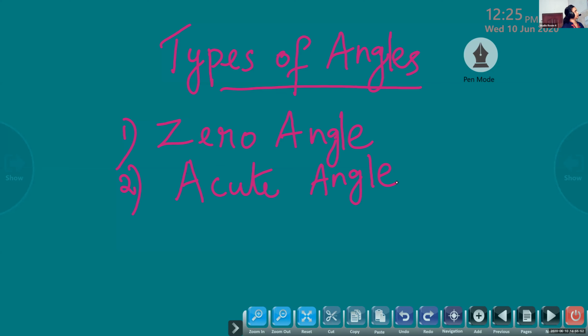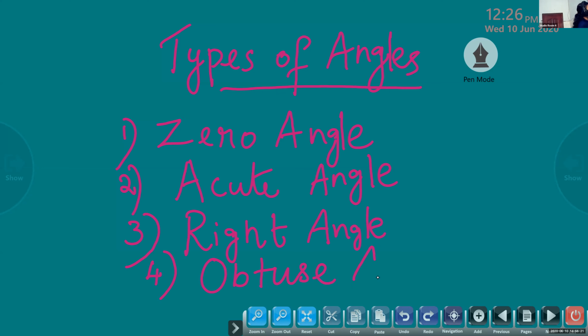Ma'am, 90 degrees right angle. Children, can you see the board now? Yes, ma'am. So the types of angles we have written: zero angle, acute angle, next one right angle, and the fourth one is obtuse angle.